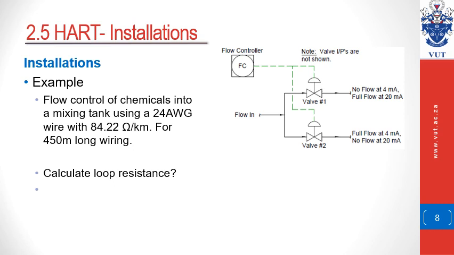A flow controller is connected to two valves using a 24 AWG wire, which has a resistance of 84.22 ohms per kilometer. The total length of the wiring, or the maximum length of the wiring, is 450 meters. Now, can we calculate the loop resistance in this instance?